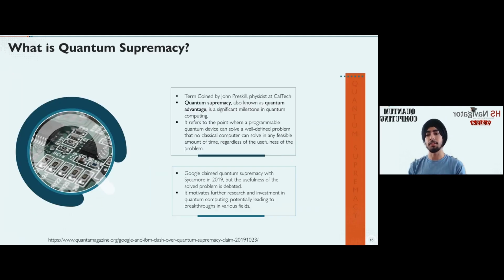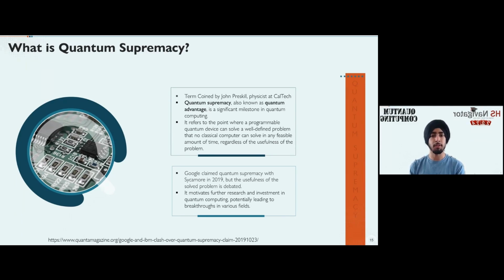Another thing you need to know before you go more into quantum computing is the idea of quantum supremacy. Quantum supremacy, also known as quantum advantage, is the idea that there is going to be a point at which a quantum computer, a quantum device, can solve a problem that no classical computer can solve in a feasible amount of time. And that's the point where we're going to say there's quantum supremacy, which means that quantum computers are provably superior to normal classical computers. Google claimed this quantum supremacy with the computer that came out in 2019, but the usefulness of the problem they solved, and it's a very niche use case, is often highly debated.